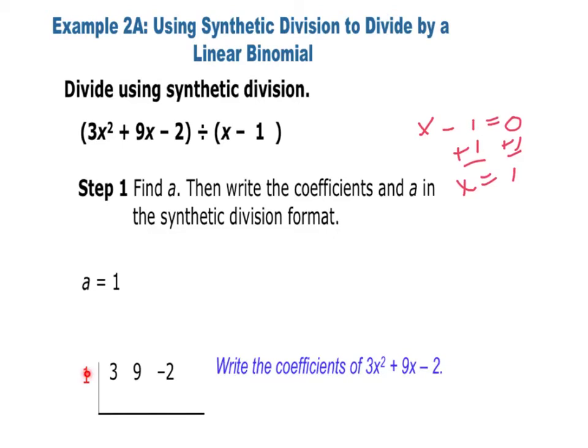Okay. Next, look here. Yep, it's in standard form, so I'm going to take that 3, 9, and then negative 2. Make sure you take the negative signs with each coefficient. I'm going to put the 3, 9, and negative 2. Now I've set the problem all up, ready to use the synthetic division process. Okay, so let's go do that.